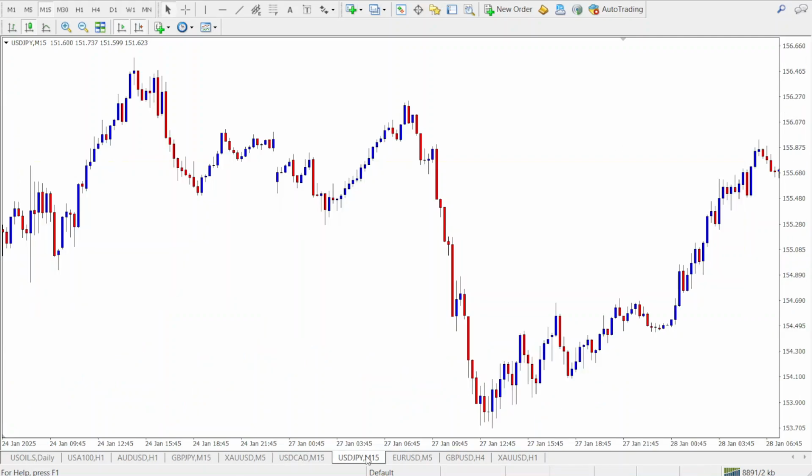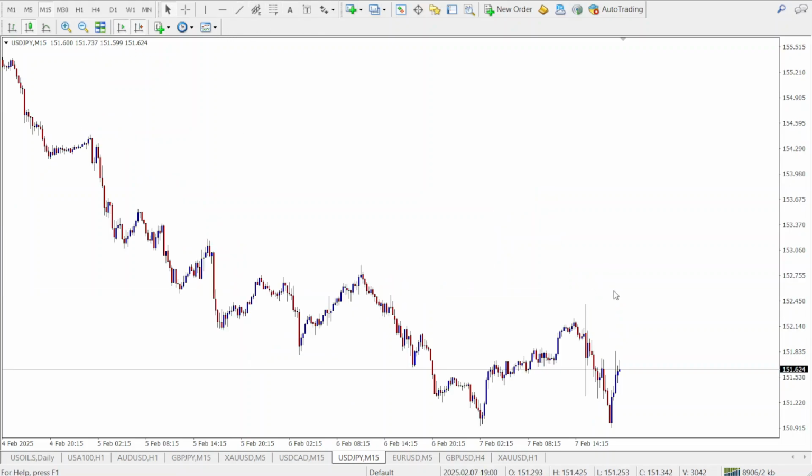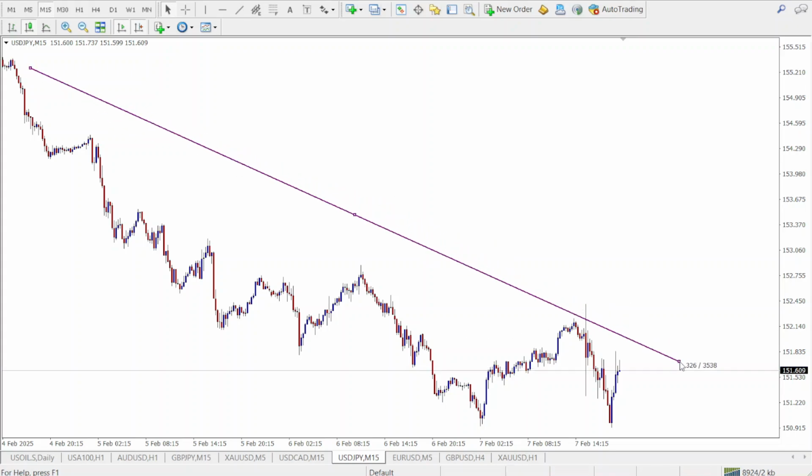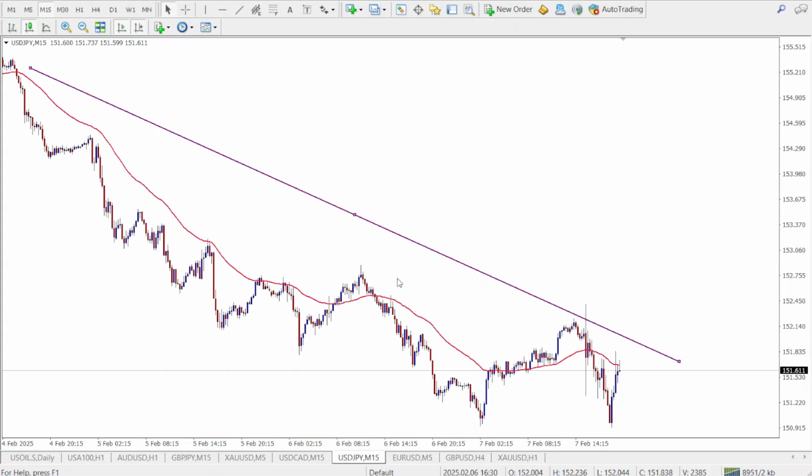Let's quickly jump to another currency pair. All right, 15-minute chart. Now we are in a downtrend. On the USD JPY, you can see that this is a downtrend. So you can actually use the 50 EMA, for example. You can use the moving average to identify your trend direction. If the price is above the 50 EMA, just focus on buy scalps. But if the price is below the 50 EMA, look for sell scalps.